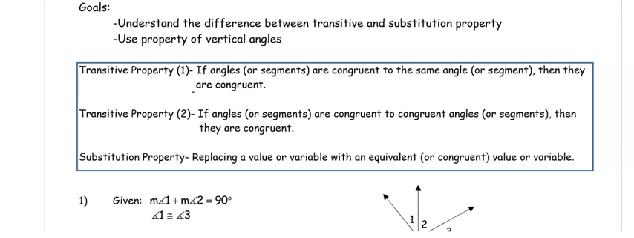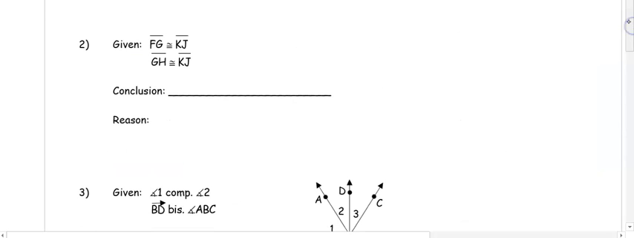And if angles or segments are congruent to congruent angles or segments, they are congruent. In transitive properties, we are only using congruent statements that we can change something out of. In substitution property, we are replacing a value or a variable with an equivalent or congruent value or variable. So let's look at some examples.